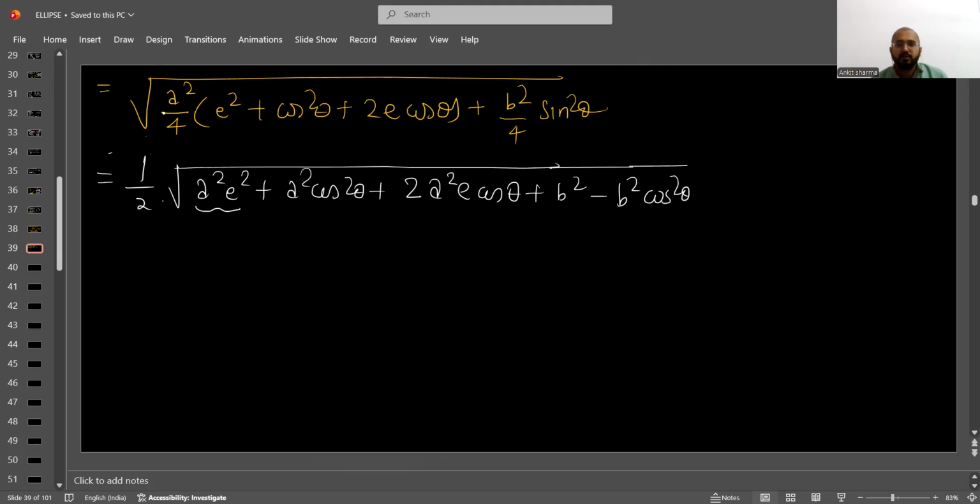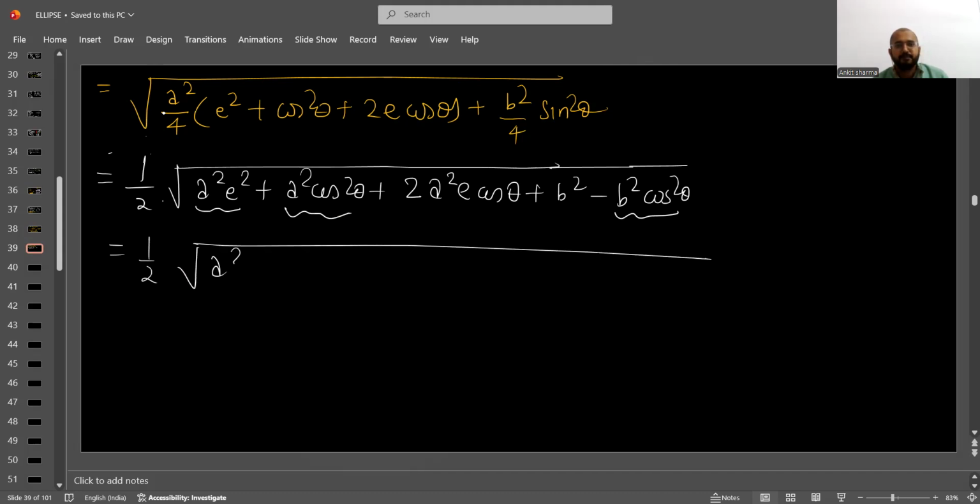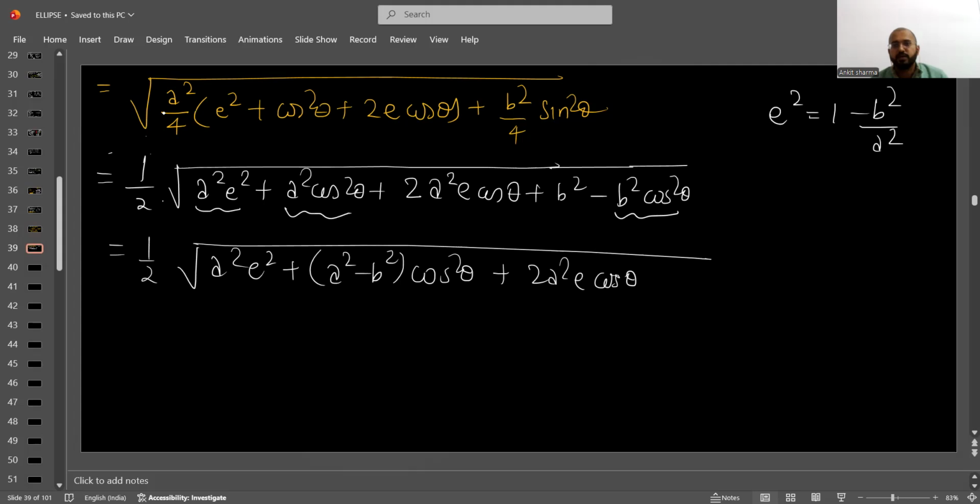Yes. So now what happens here is I can take a square cos square theta, this one and this one together. So I can take here a square e square plus a square minus b square, sorry, cos square theta would be common. So I'm left with here 2a square e into cos theta. Now, from the eccentricity point of view, we know a square e square is equal to 1 minus b square over a square. So I get a square e square is equal to a square minus b square. This quantity I can plug in here directly.